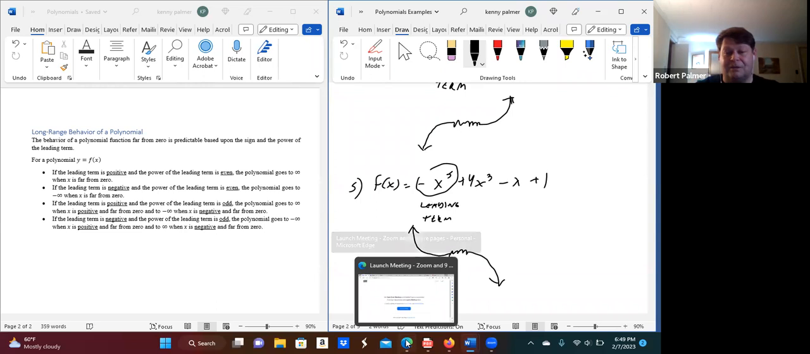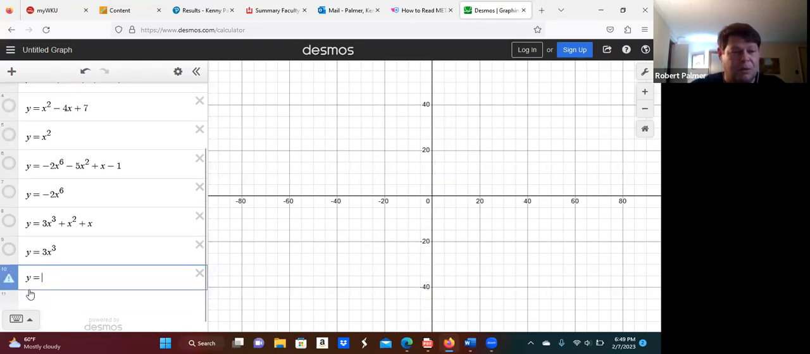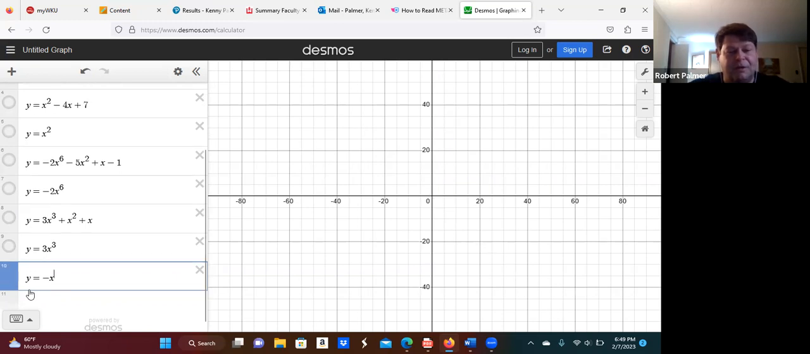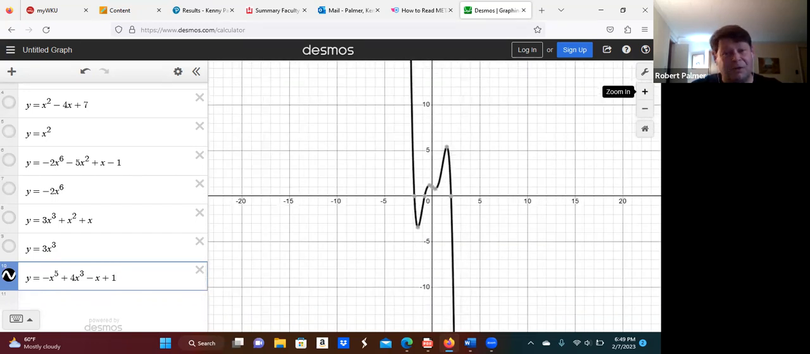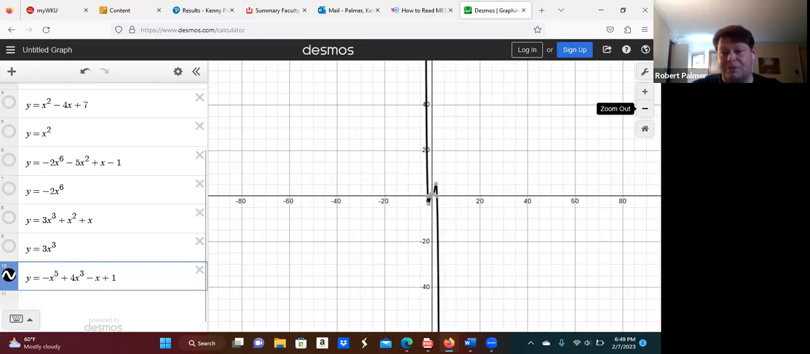Let's take a look at the last one. So y equals negative x to the fifth plus 4x cubed minus x plus 1. Okay, let's zoom in here and we'll see some interesting behavior close to 0. Now, as you can see, far from 0, this is what we said happens. As x gets bigger in the positive direction, it goes to negative infinity. As x gets bigger in the negative direction, it goes to positive infinity.